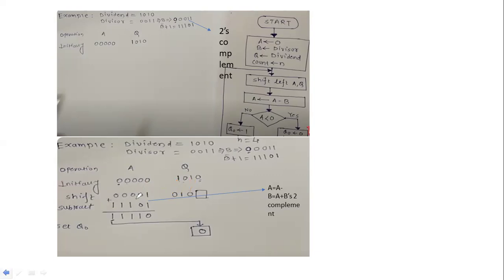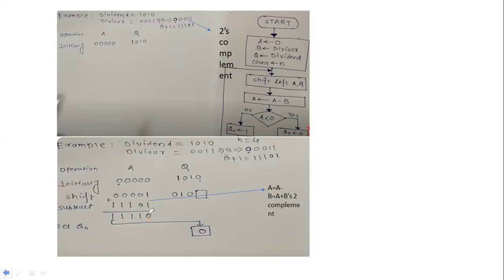Now we perform which operation? A is equal to A minus B, that is the subtraction operation. So A is equal to A minus B, that is, A is equal to A plus B's 2's complement. The meaning is A plus B's 2's complement, because we can perform the subtraction easily this way. So what is B's 2's complement? 11101, which we already found and noted down here. So we do the subtraction, that means we add B's 2's complement value, 11101.